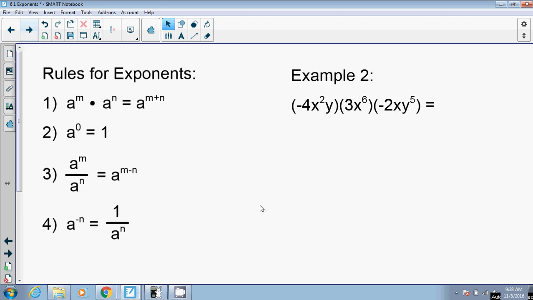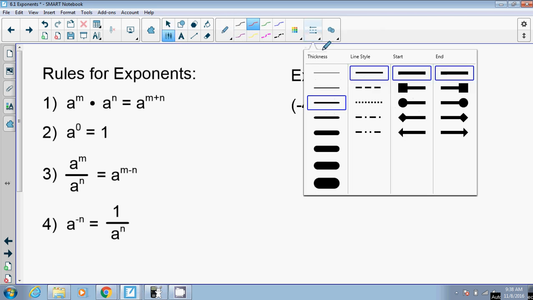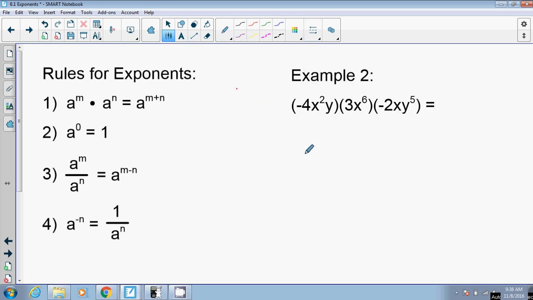I want to multiply negative 4x squared y by 3x to the 6th by negative 2xy to the 5th. So instead of writing these all out like we did in the last example, I want to use these rules of exponents. First thing I want to do is identify the stuff I can multiply. I know I can multiply the numbers because they're just numbers. So I have the -4, the 3, and the -2 that I can multiply.